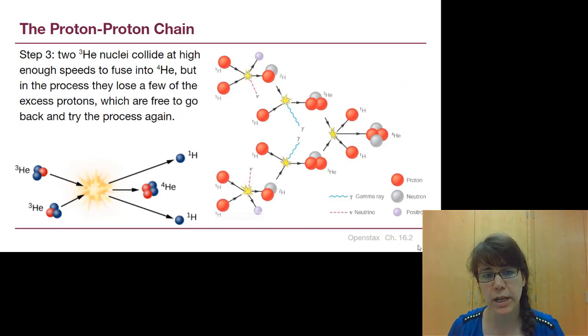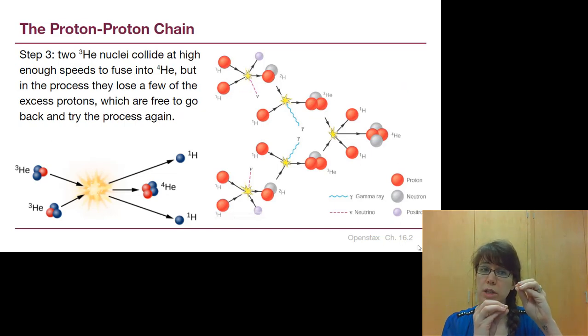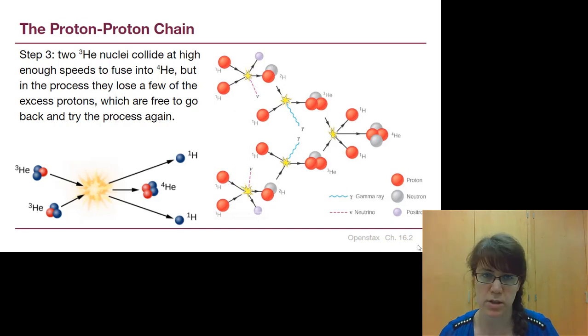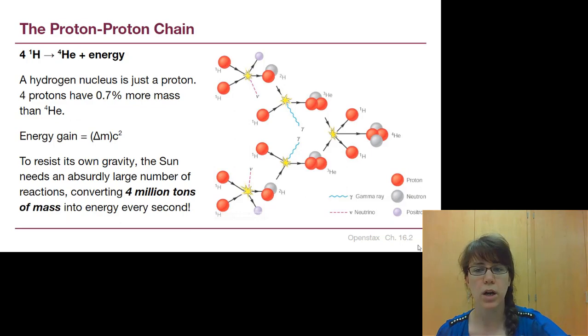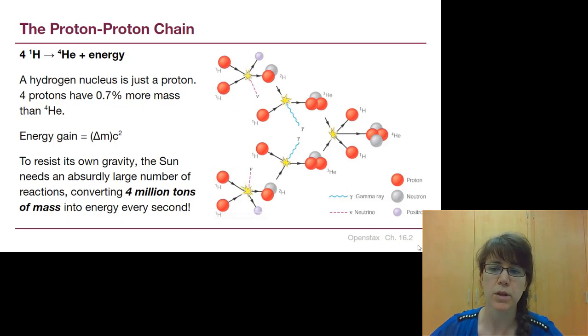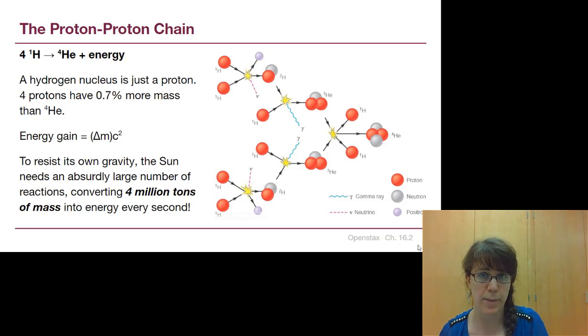And then step 3 is 2 of those helium-3 isotopes that we made find each other, they smash together, and we get one slightly bigger thing, but some of the protons come back off again, which means they get to try again and start the process all over again. Now, this whole slide here, on the right side of the slide, the image is showing us the step-by-step process that's happening. We do not need to memorize that step-by-step process.